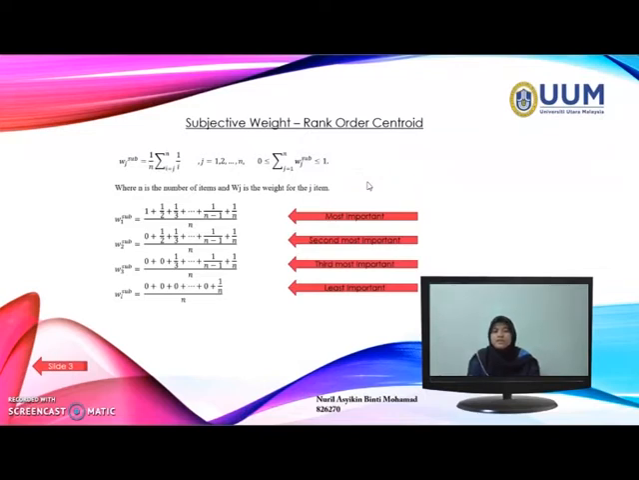Based on the ROC method, if there are n criteria, the subjective weight for the criterion ranked in J position is evaluated as follows. Wj subjective equals 1 over n times the summation of 1 over i, where n is the number of items and Wj is the weight for the jth item. This is the way to calculate the formula above.